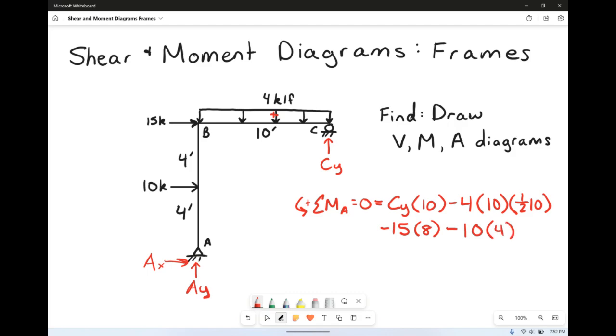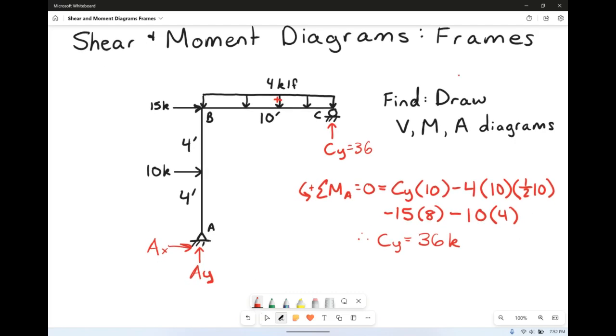So we have an equation with one unknown. We're going to solve for this. We're going to get that CY is equal to 36 kips. Once we have CY, we can simply solve the forces in the y direction. So sum all the forces in the y direction, set it equal to 0.